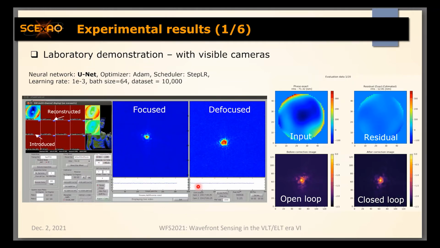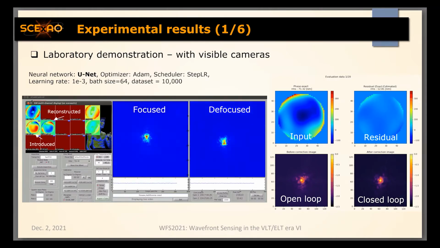In the actual implementation, I introduced a random wavefront map on the DM channel 4 here, and I took the focused and defocused images from the visible cameras, and then reconstructed the wavefront using the two images and the trained model. Lastly, I put the reconstructed wavefront on the DM channel 5 here, after multiplying by -1 to compensate for the wavefront map that I introduced on the DM channel 4. So let me start the video.